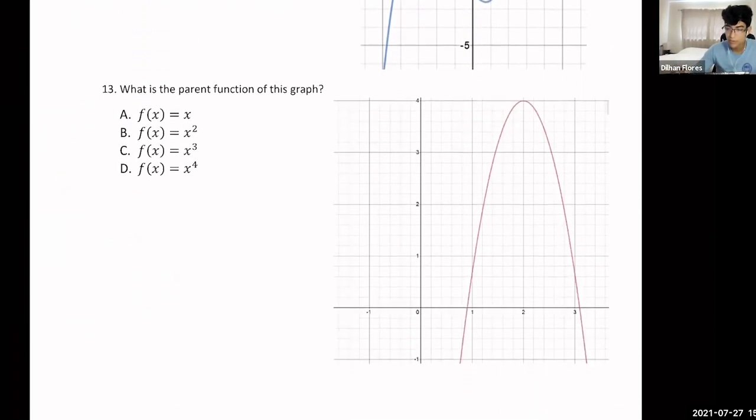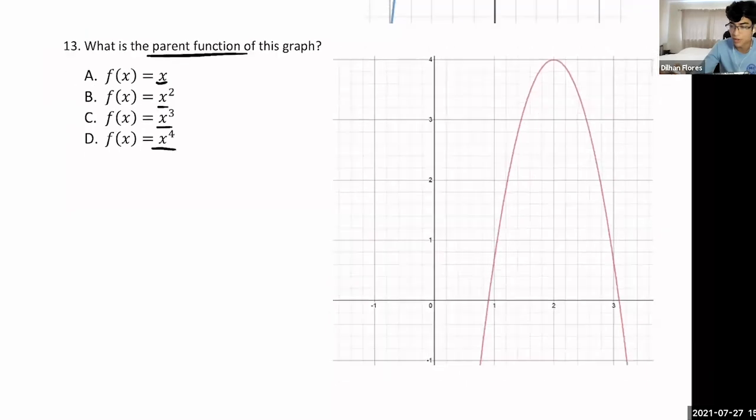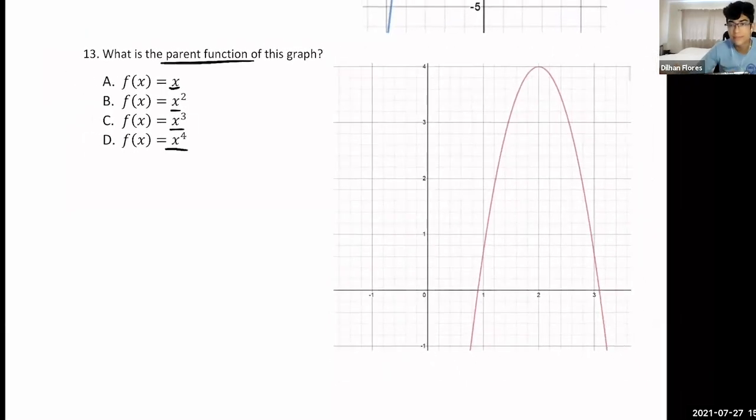Now, what about this one? So what is the parent function of the graph? Parent function means what's the base, okay? So is it x squared, x cubed, or x to the power of 4? What shape is this, y'all? What shape are we looking at? What's the name of this?